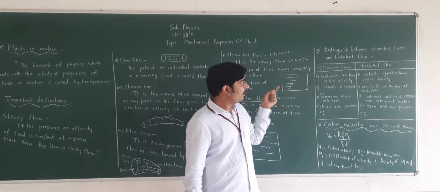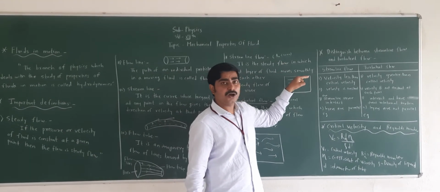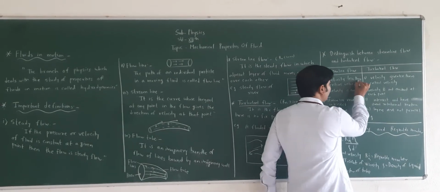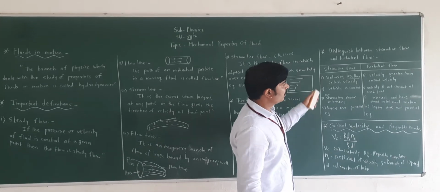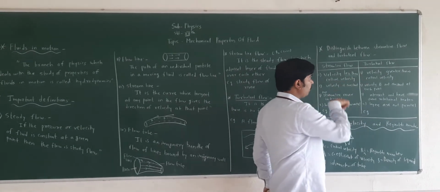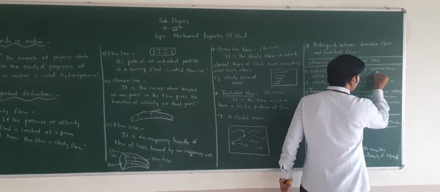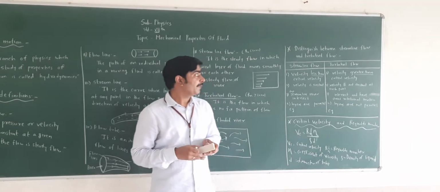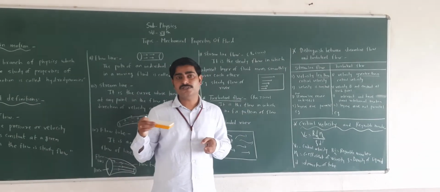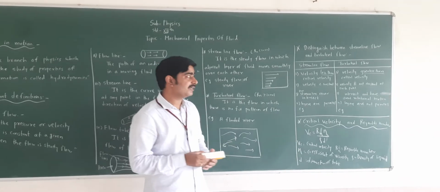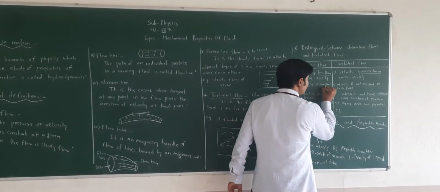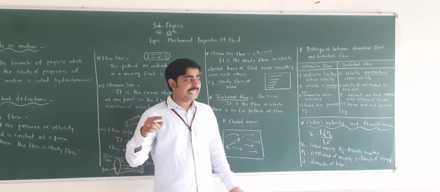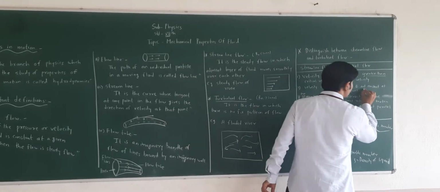So what is the first point? In streamline flow, the velocity of flow of liquid is less than the critical velocity. Here the words less than are very important. And what is turbulent flow? Turbulent flow is the flow in which the velocity is greater than the critical velocity. That is the first point. Second point: in streamline flow, the velocity of each particle is constant. The word constant is very important. And in turbulent flow, the velocity of each particle is not constant.